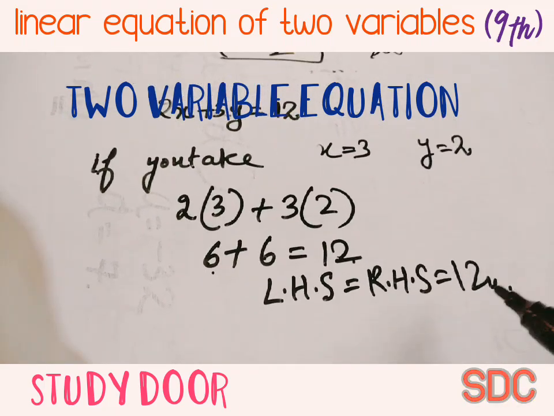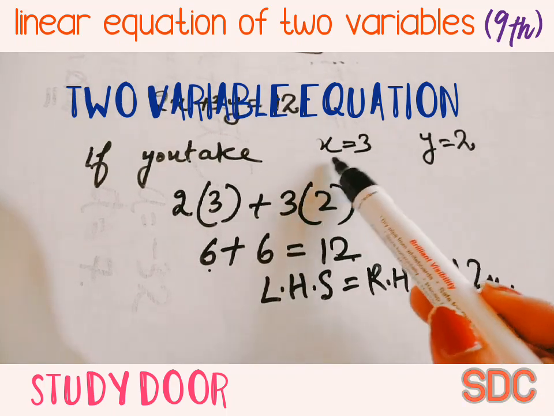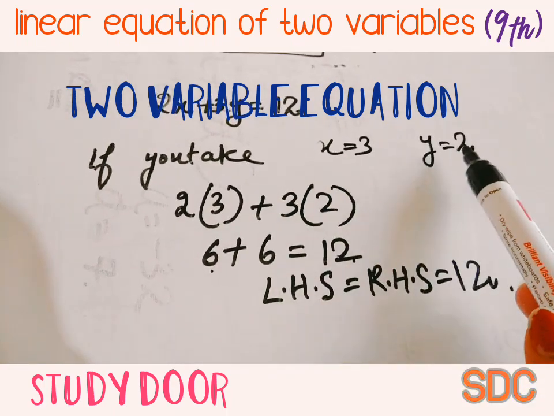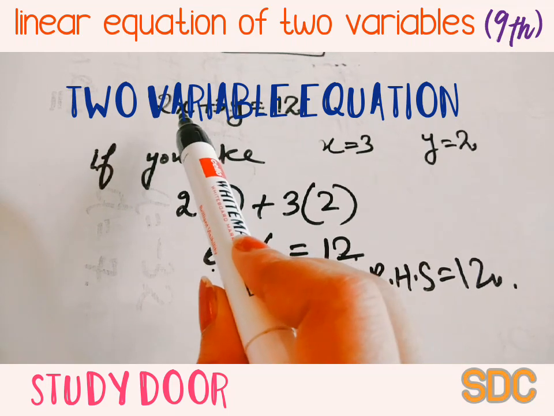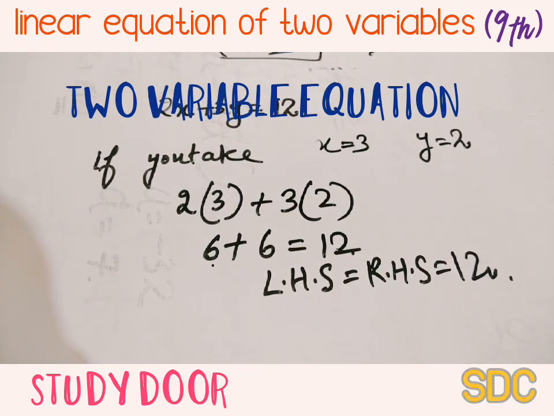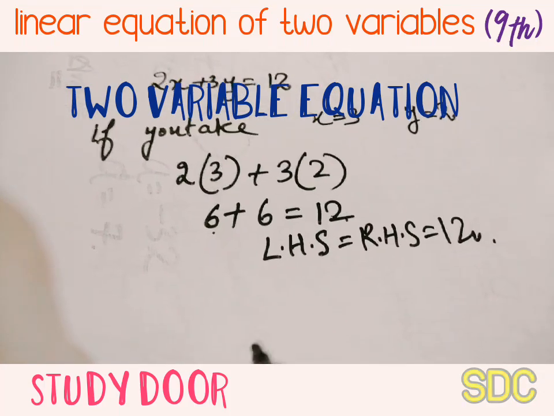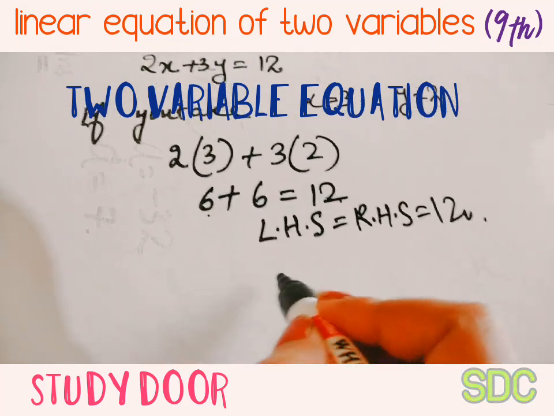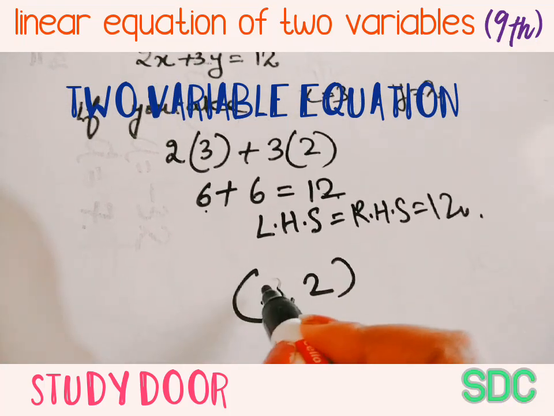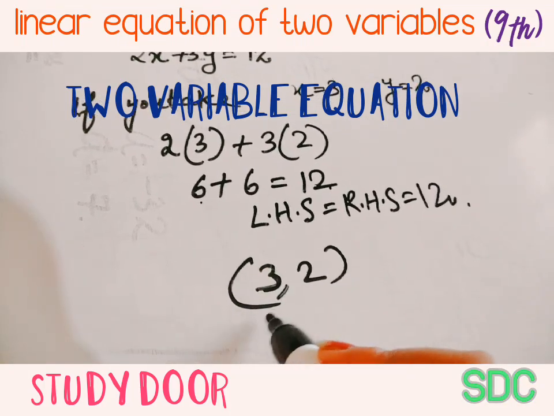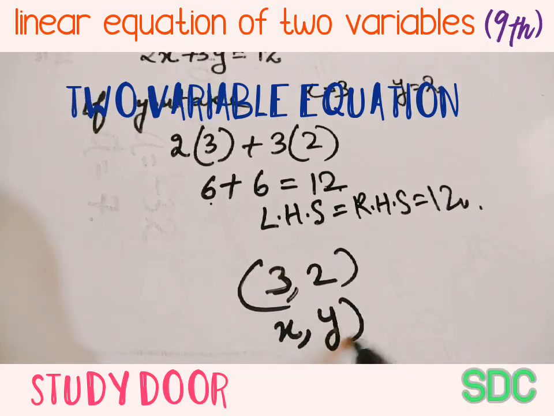So then we can say that the value of x is equal to 3 and the value of y is equal to 2 is the solution of the equation 2x plus 3y is equal to 12, okay? We can write the solutions in this form, just like 3 and 2. The first value is of x and the second value is y.